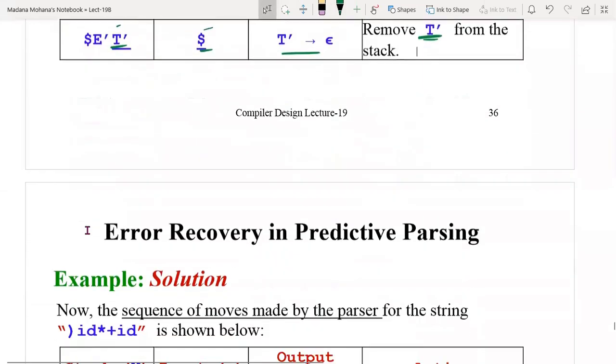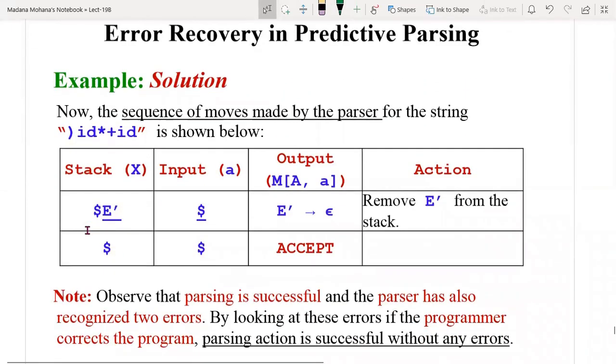But there is no action on the input. Why? Because the input is empty now. So now T dash is removed. Then finally E dash on dollar, again we are having E dash goes to null. A null production is there, so remove E dash from the stack. Then the stack becomes dollar. Then the input is dollar. So here both X and the terminal a are equal to dollar. As per the parsing algorithm step 1, if X equals a equals dollar, that means the top of the stack and the input are both dollar. Then the output is accept.